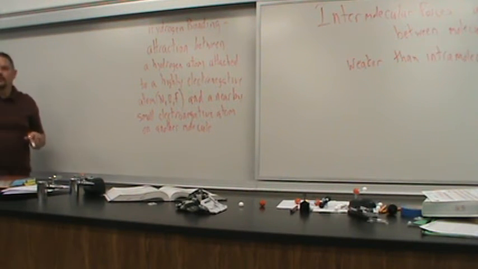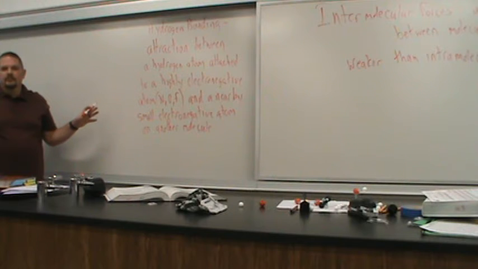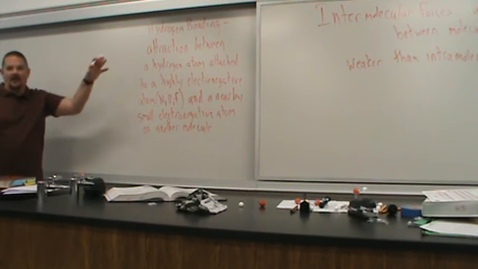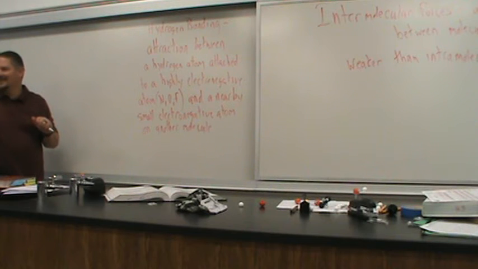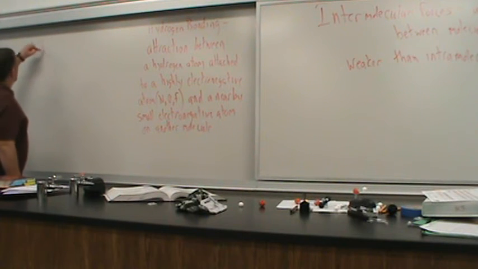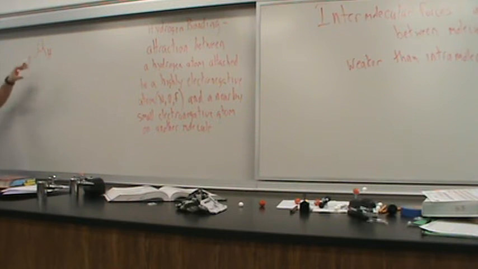Okay, so what Lauren said, water has hydrogen bonding to it. It's a very good example of hydrogen bonding. So what does that look like? Well, okay, so we have our water molecule, right? Oxygen, two hydrogens, and on the oxygen we have two lone pairs, right?